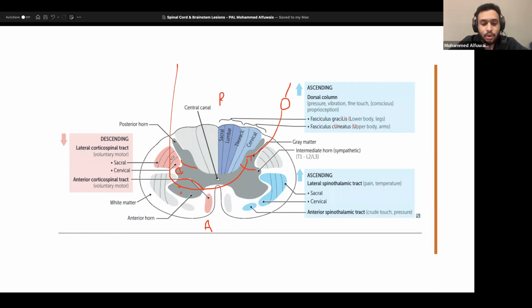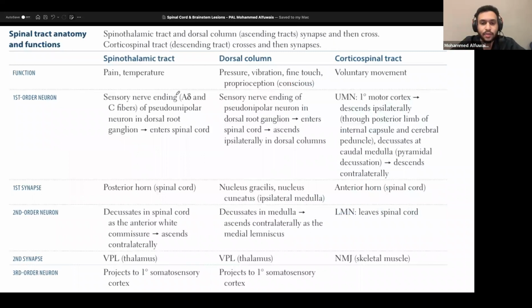So this spinothalamic tract, the second order neuron, will go all the way to the same thing, which is the thalamus, the ventral posterior lateral. Synapse there, and the third order neuron will go then to the brain. So these are basically the ascending tracts, the descending tracts and their routes, the different order neurons and where they go to. Now, this is just an overview of everything.